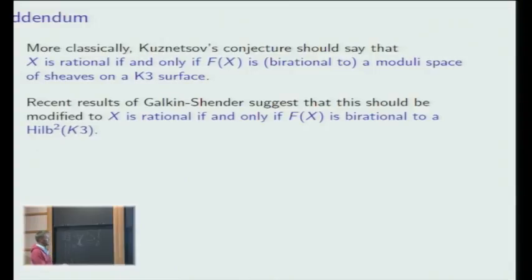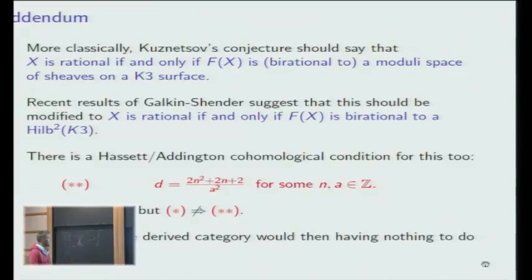Anyway, I prefer this conjecture. I think we should throw away this previous conjecture and work with this. I don't know. And, you know, Hassett and Nick Addington worked out a Hassett cohomological criterion for this as well, for this F(X) being birational to a Hilb2 of a K3. And it's this stronger condition, star star. So star star implies star, but not the other way around. All right? So in particular, derived categories have nothing to do with rationality, probably. Okay. Sorry for wasting your time.